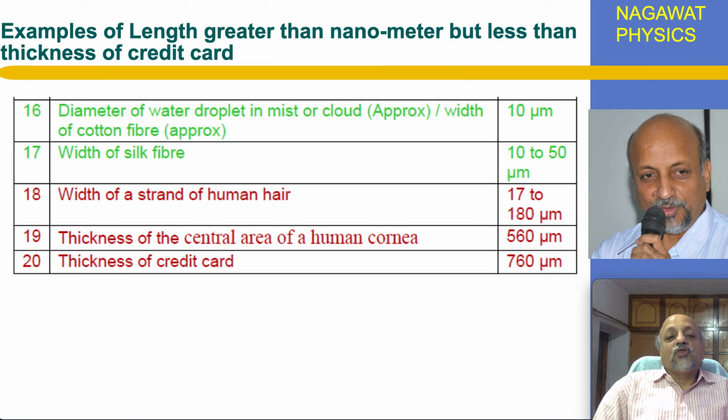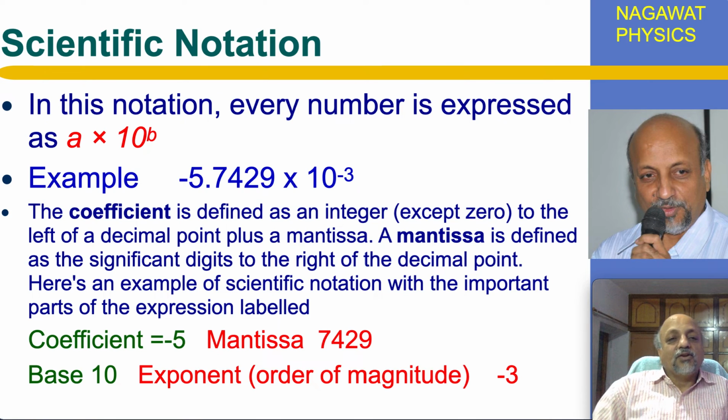And therefore all these 20 examples which I have given, except the last few, like the strand of human hair, silk fibers, the last 4 or 5 on this particular slide, we cannot see through our eye, our vision capacity is limited, and we will come to the concept of resolution of an instrument as well as resolution of eye later on.